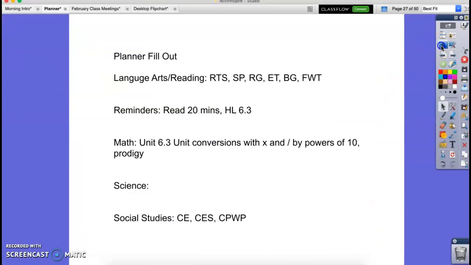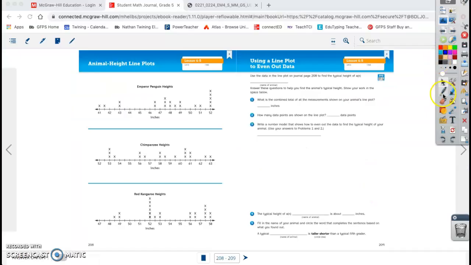So if I were to write that out, I'll have whatever my total height is in inches. So I'm going to use I for inches, and that needs to be divided by how many data points you have. So I'm just going to write a D for my data points, and that would equal the typical height. So I'm going to put H.